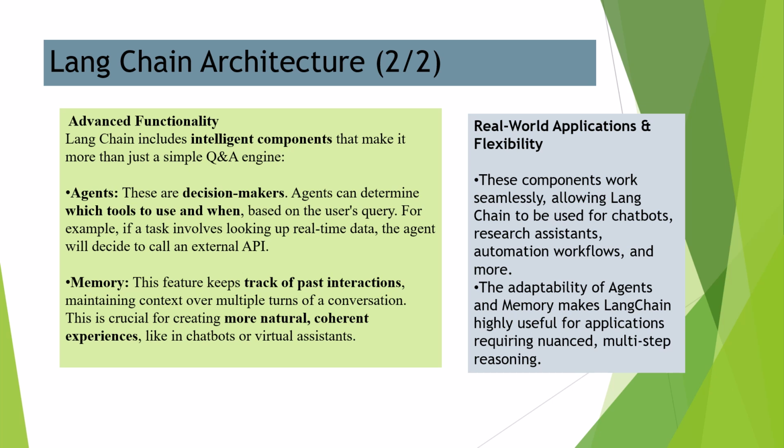The adaptability of agents and memory makes LangChain highly used for applications requiring nuanced and multi-step reasoning. So we need to understand how to use LangChain. LangChain is, first, you need to understand your input, like your questions, and how you use your OpenAI, like ChatGPT or Gemini or Grok, and how you answer it. And take the example of a PDF.